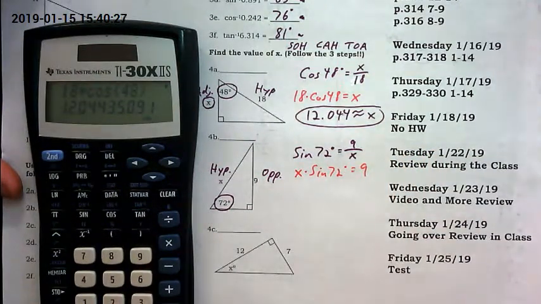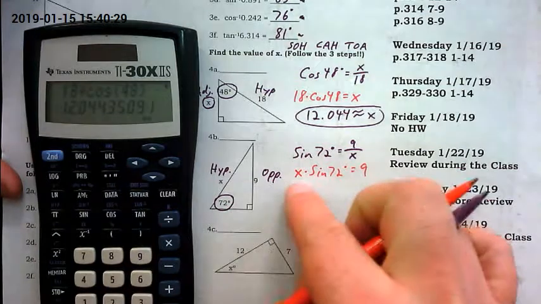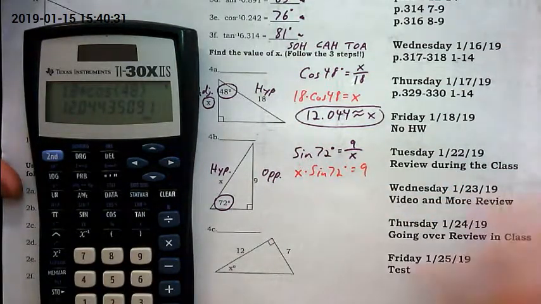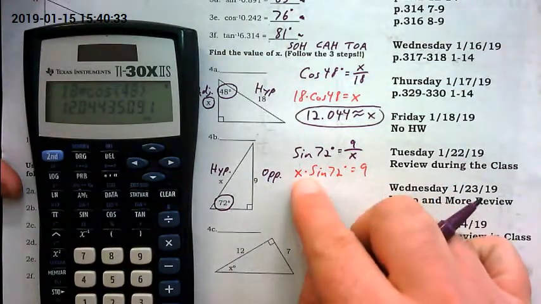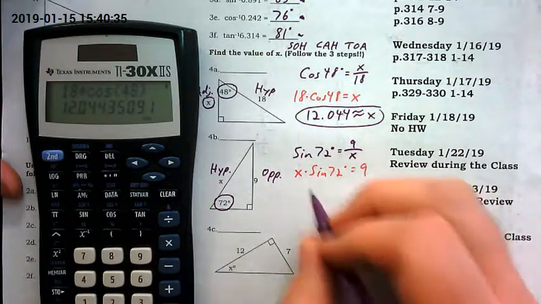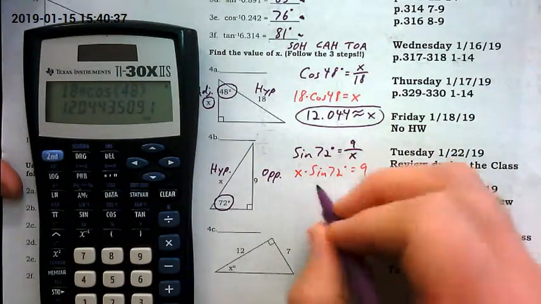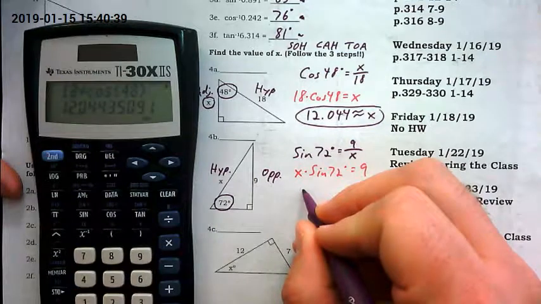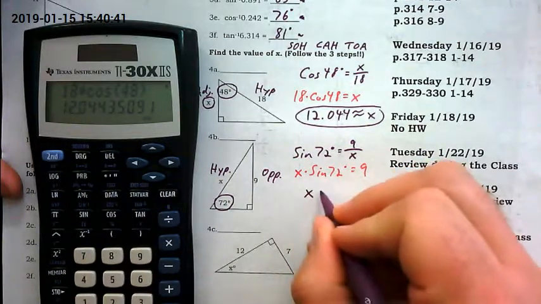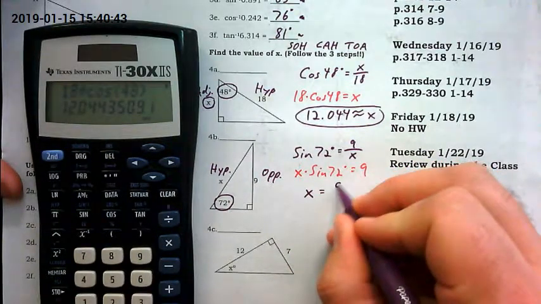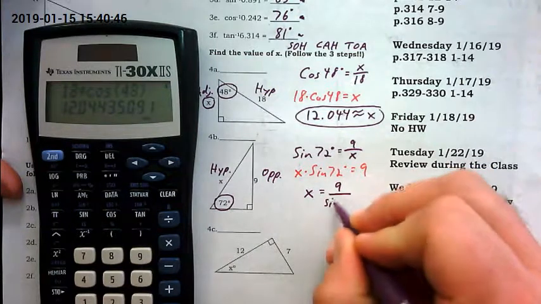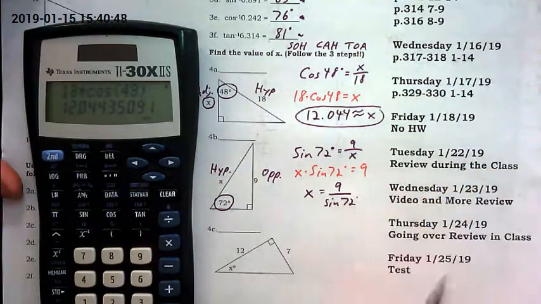Now, we're not to our last step because this is not giving us an answer. X is not by itself. We have to get rid of sine of 72. The operation here is multiplication, so we're going to divide off sine of 72. So we're going to end up with just x on this side, and then on the other side it's going to be 9 over sine of 72 degrees.